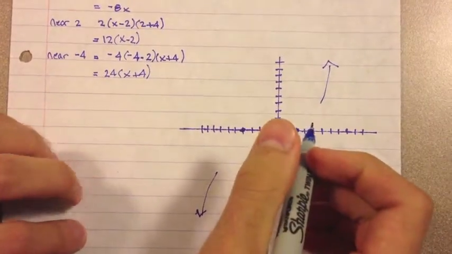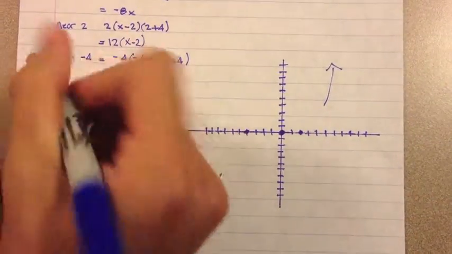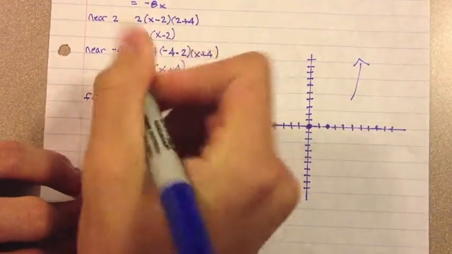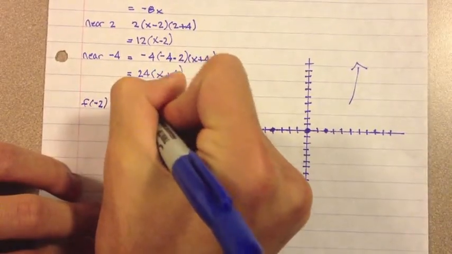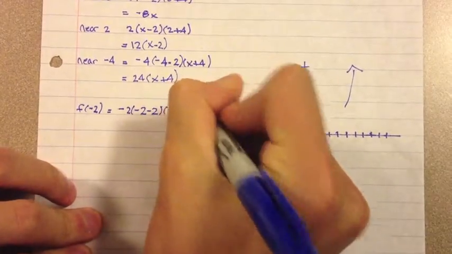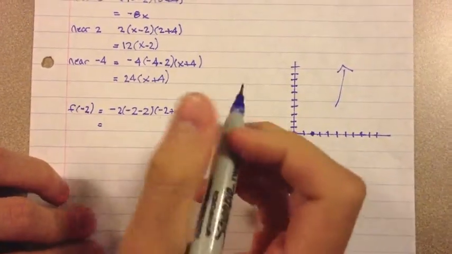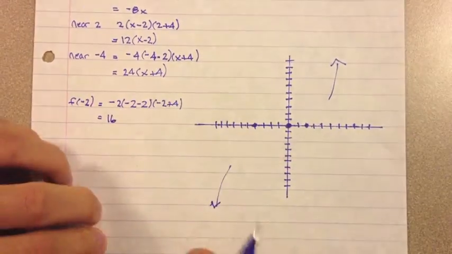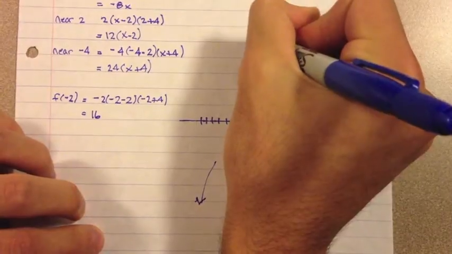And then to find the point between each zero, you have to pick a point in between the zeros. So I'm going to pick negative 2, and you just plug it into your equation. So in between 0 and negative 4, negative 2 is going to be 16. So you're going to plug that into your graph. Negative 2 and 16 is somewhere over here.